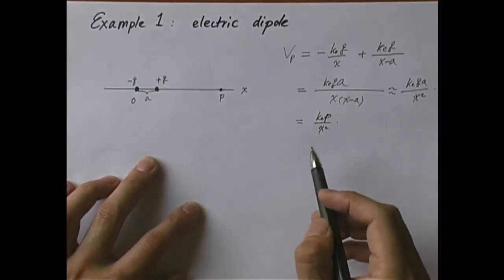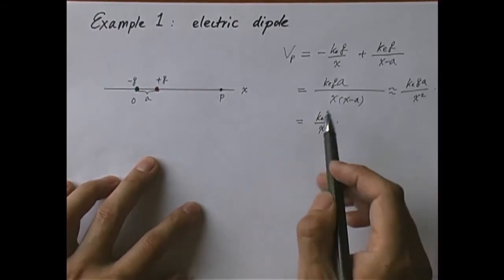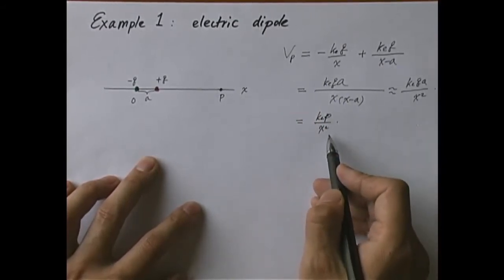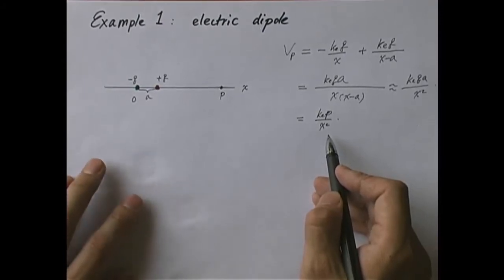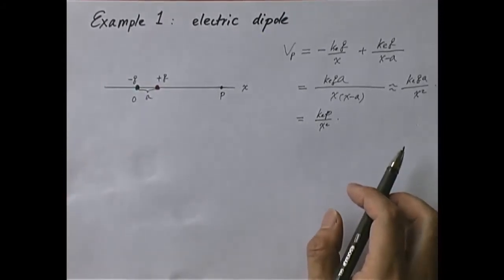You know, for a single charge, the electrostatic potential decays like 1 over distance, but for a dipole it goes like 1 over distance squared. Okay, so this is expected because the dipole is made of two charges that are opposite to each other, so it decays faster.